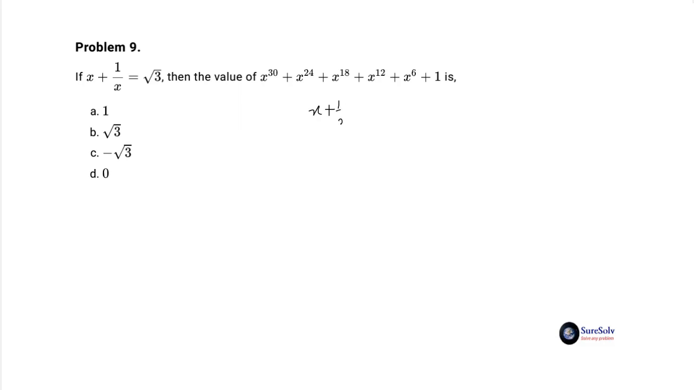Given is x plus 1 by x equal to root 3. Square up and rearrange the terms, you will get x square minus 1 plus 1 by x square equal to 0. We recognize the expression as the second factor in x cube plus 1 by x cube, and so x cube plus 1 by x cube equal to (x plus 1 by x) multiplied by (x square minus 1 plus 1 by x square) equal to 0.